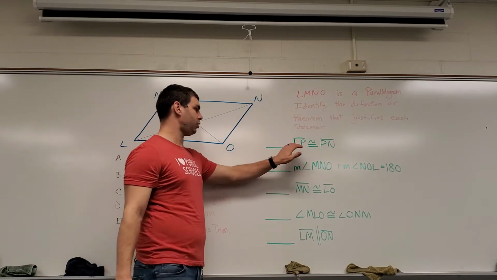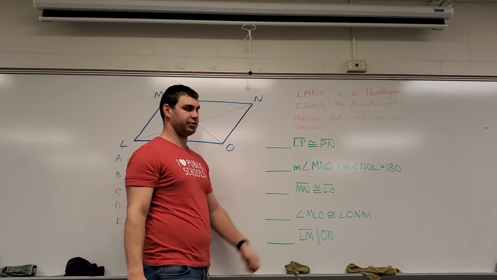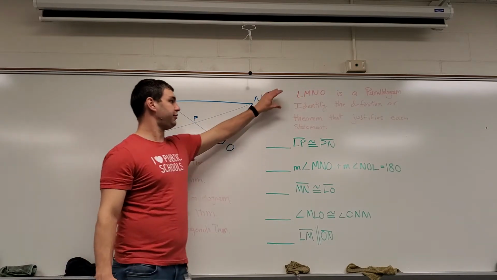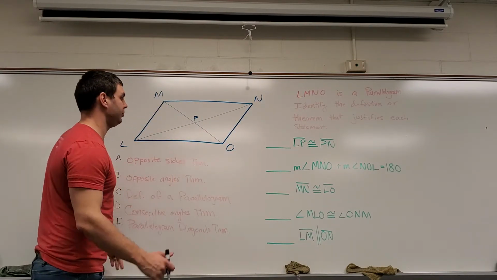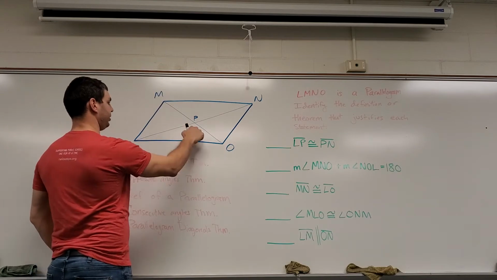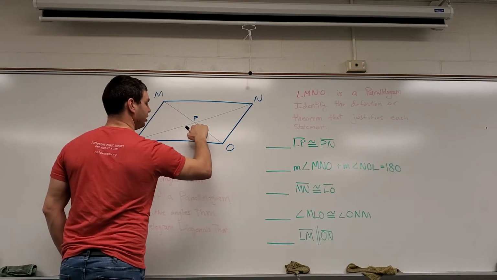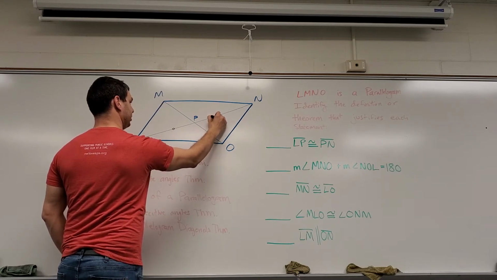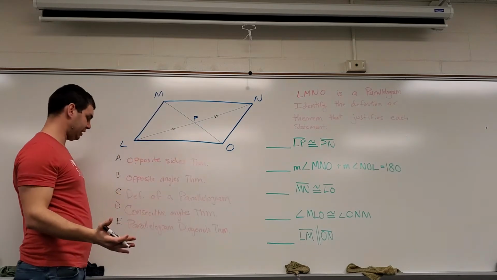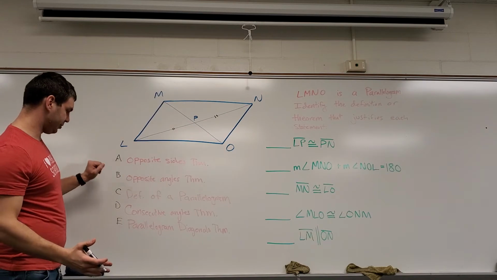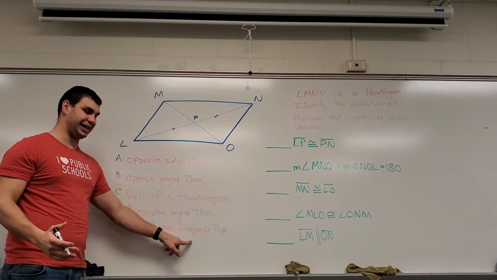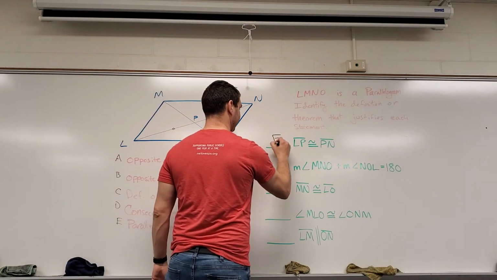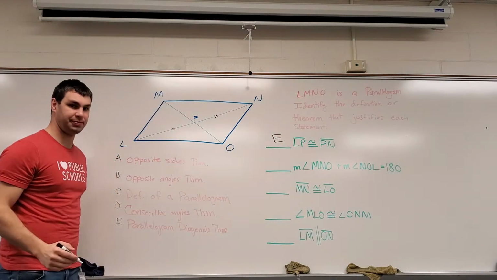The first one says, why is LP congruent to PN? Remember, LMNO is a parallelogram. So let's look at LP. LP is congruent to PN, saying that those are congruent, so I can put my tick marks on it. That's because, if you look at our options here, it's the parallelogram diagonals theorem, letter E in our case. So I'll just put an E for that.